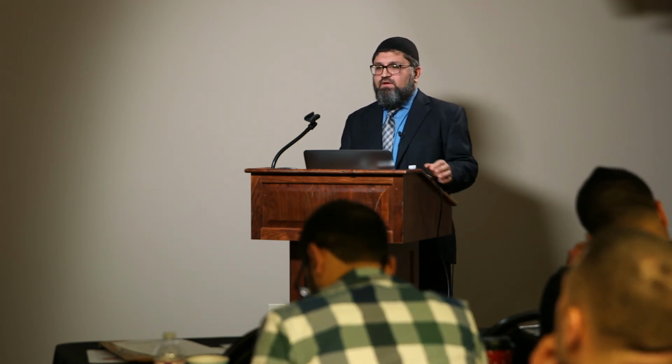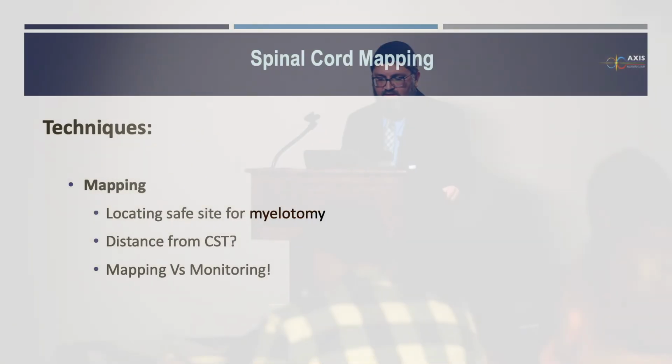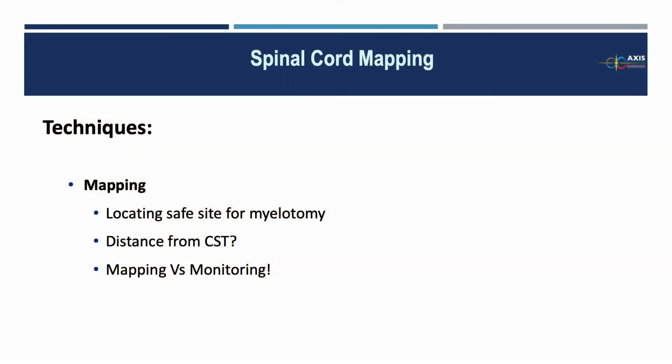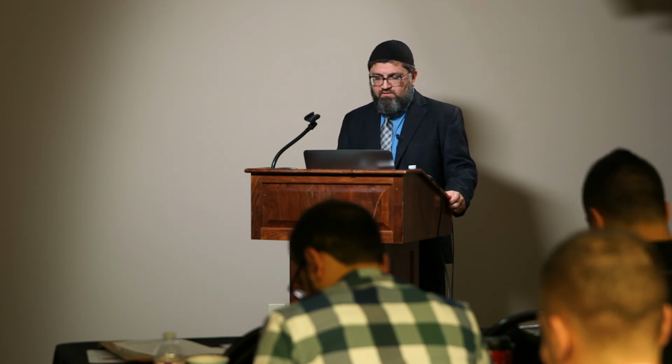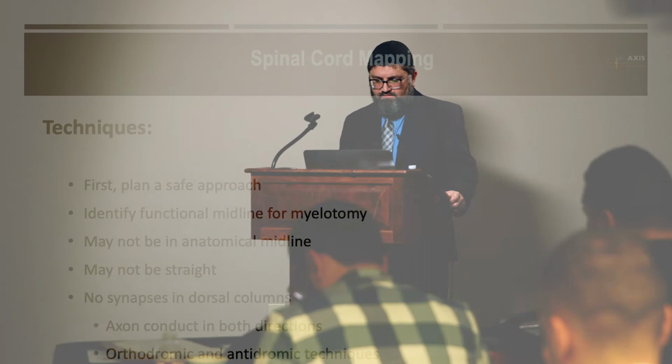And for the spinal cord stimulator, we want to see if it is the left side or right side. So we have to identify the left side and the right side. And for the mapping, again, you want to have a distance from the corticospinal tract, and we have to differentiate between mapping and monitoring. Mapping is you are just doing stimulation and waiting, and monitoring is when you're doing it continuously, you have a grid on that, and you're recording from the grid, or you're stimulating from the grid.